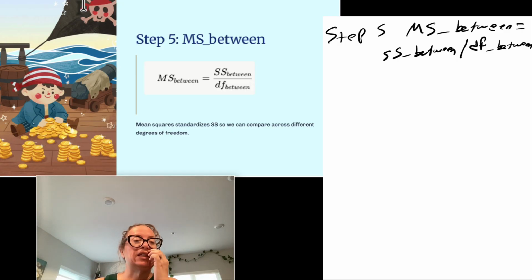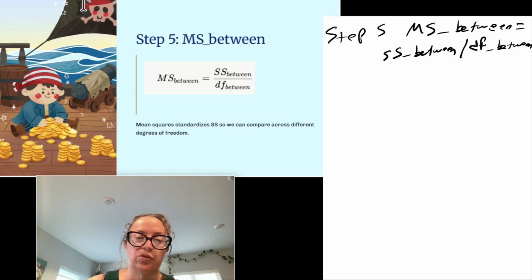Okay. So in this analysis, degrees of freedom between is, remember the formula, okay, test yourself, pause it. What's the formula? G minus 1. So we have 3 groups, minus 1 equals 2. We lose 1 degree of freedom because once you know 2 group means and the grand mean, the third group mean is determined. So the MS between is the sum of squares between divided by the degrees of freedom between.